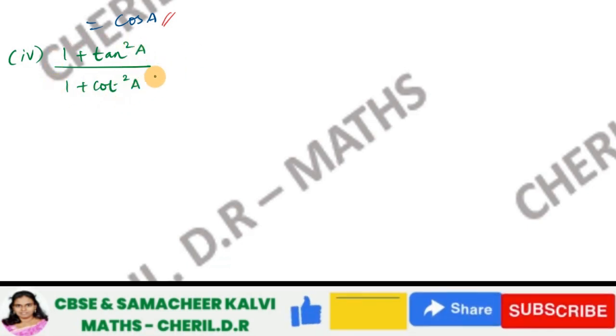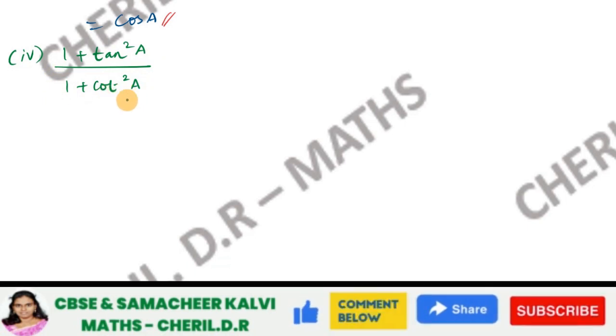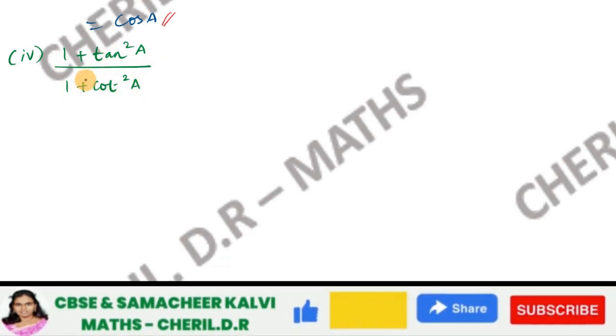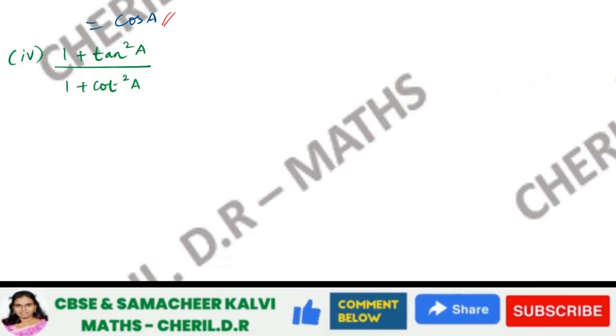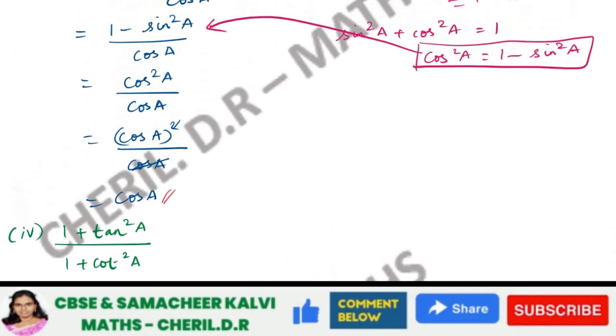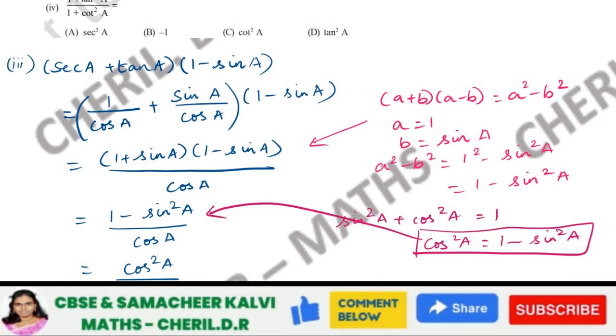What I'm going to do is convert cot square A in terms of tan square A, because we have tan square A, so we're not going to completely change it into sine, cos and all. We'll first convert it that way and see what answer we get. And one more thing is, look into the options.